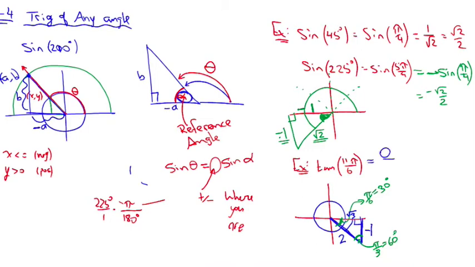So if I'm looking for the tangent, I'm looking for tripping on acid. Opposite over adjacent. You're wondering what that phrase is, aren't you?